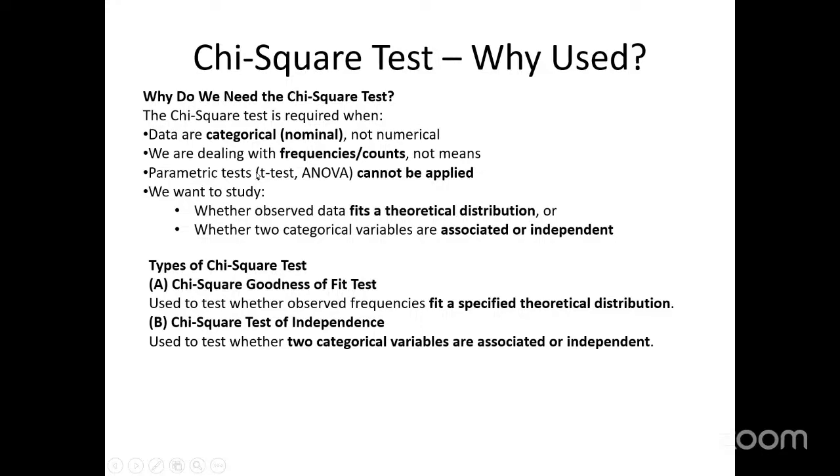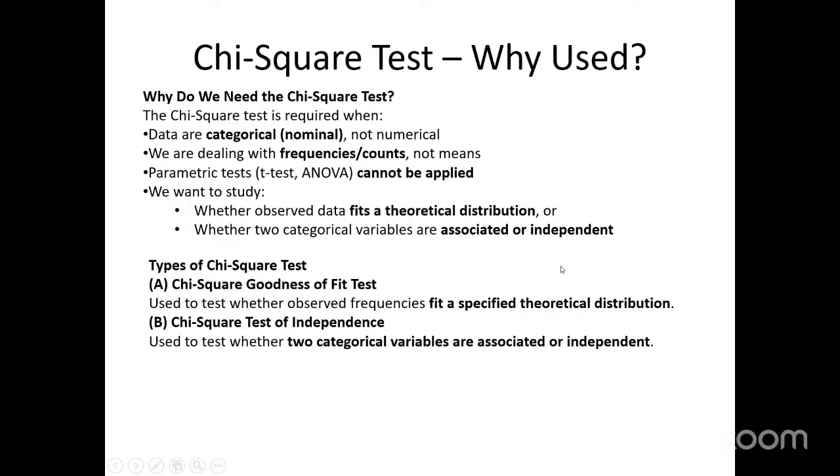Parametric tests, that is t-test and ANOVA, cannot be applied here. ANOVA we didn't cover, but t-test already covered. The reason is simple, right? The assumption got failed and we don't have the scope of mean, then how can we use the parametric? So, what do you want to study here? Whether the observed data fits a theoretical distribution or not. This is the first case. And another case is whether two categorical variables are associated or independent.